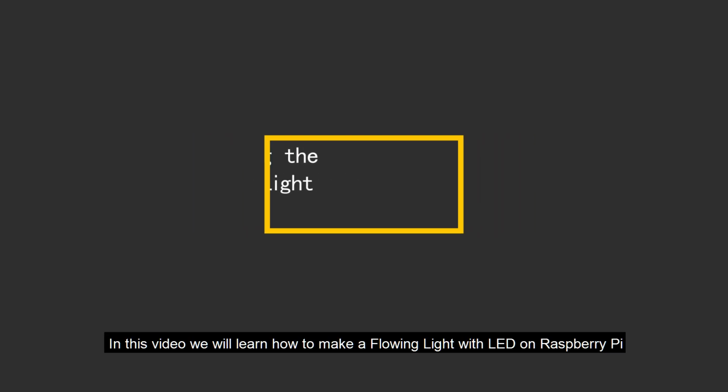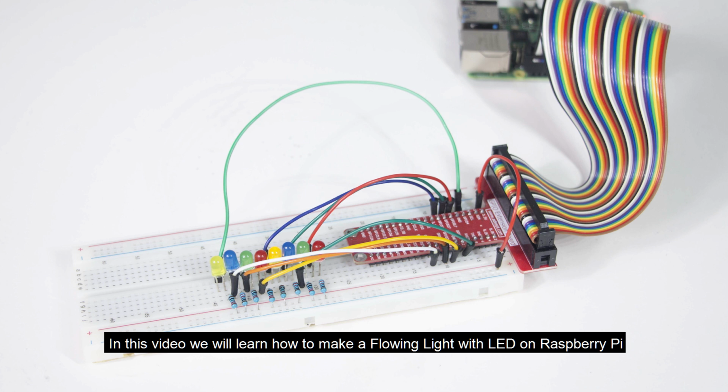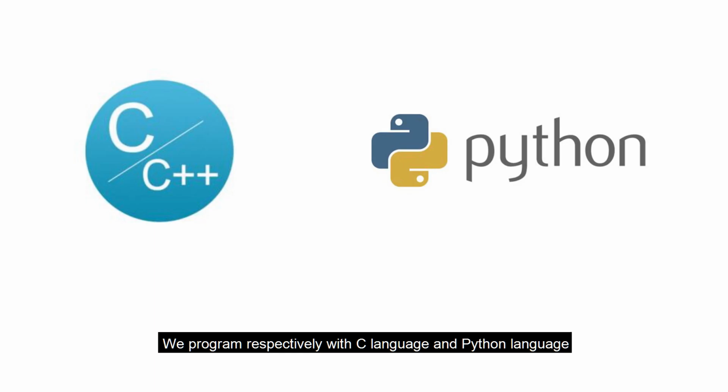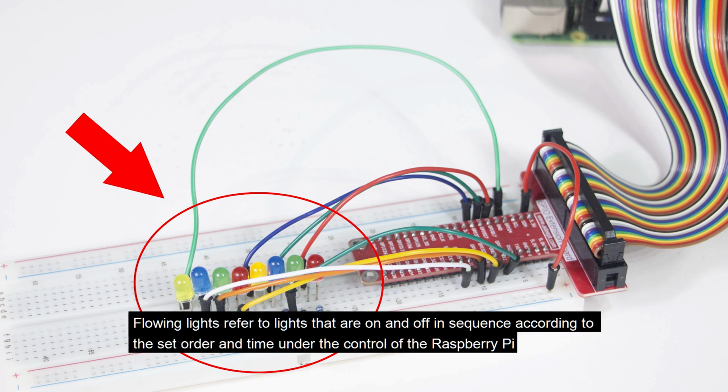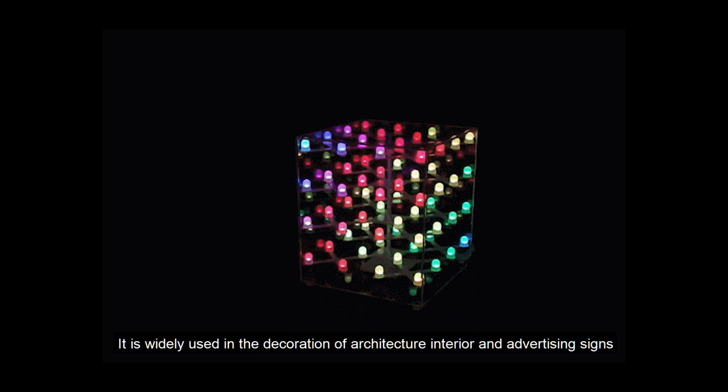Hello everyone, in this video we will learn how to make a flowing light with LED on Raspberry Pi. We program respectively with C language and Python language. Flowing lights refer to LEDs that are on and off in sequence according to the set order and time under the control of the Raspberry Pi, visually feeling flowing of the lights. It is widely used in the decoration of architecture, interior, and advertising signs.